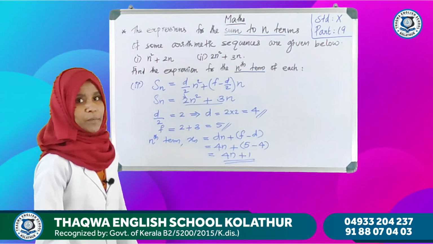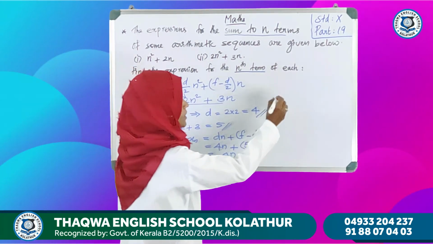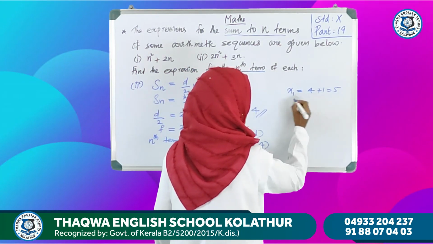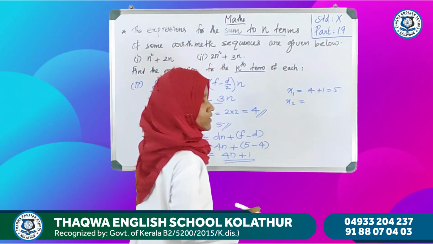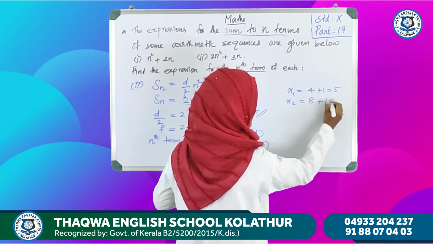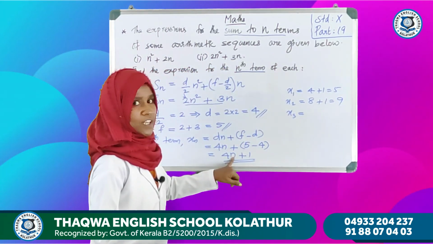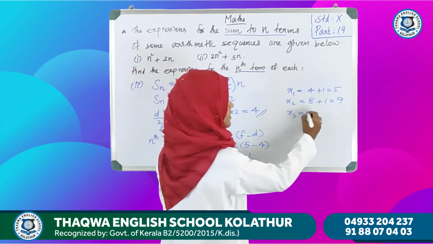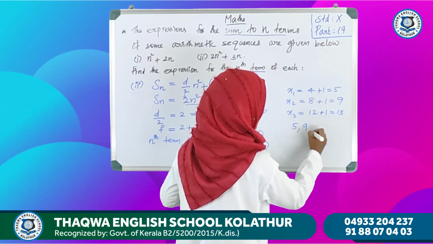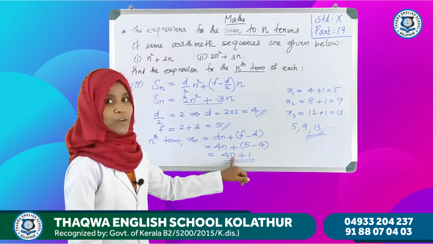Okay, 4n plus 1. Now we have to make the sequence also. The first term x1, 4 plus 1, 5. Second term 4 into 2, 8 plus 1, 9. Third term 4 into 3, 12 plus 1, 13. So 5, 9, 13, etc. This is our sequence.